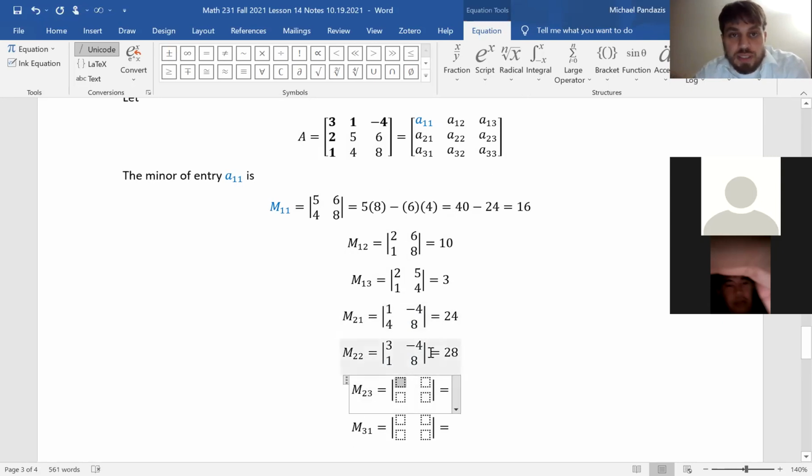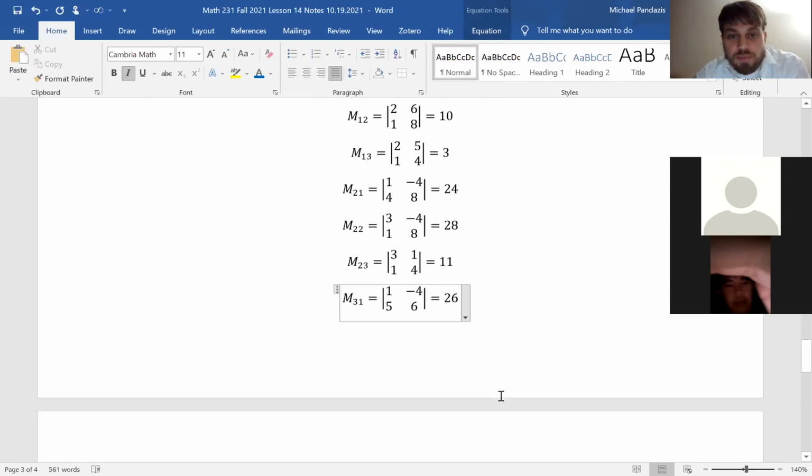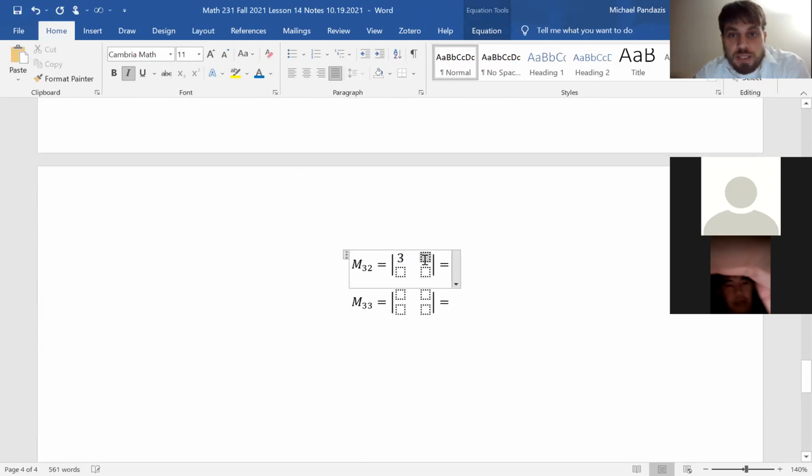M sub 2,3: you get 3, 1, 1, 4. This is 12 minus 1, which is 11. And then M31: you get 1, negative 4, 5, 6, and that's equal to 6 minus negative 20, which is 26. And then M32, third row, second column: 3, negative 4, 2, 6. That's equal to 18 minus negative 8, which is 26.